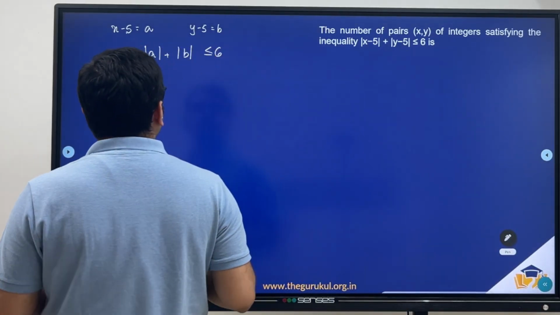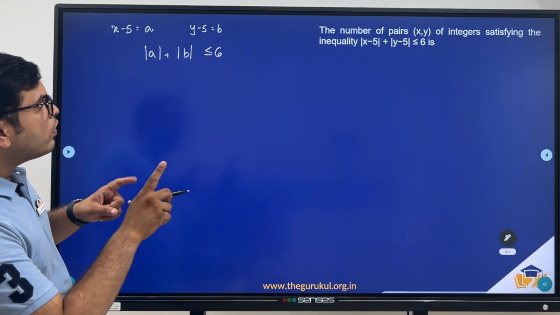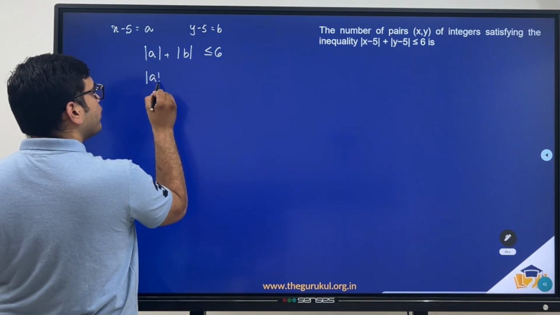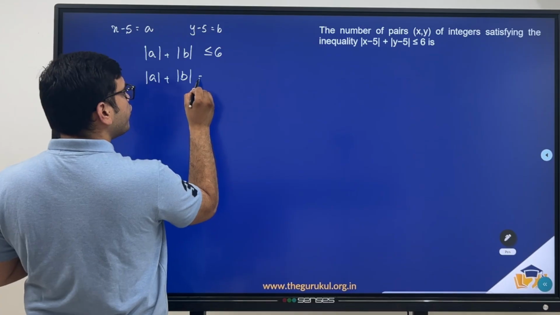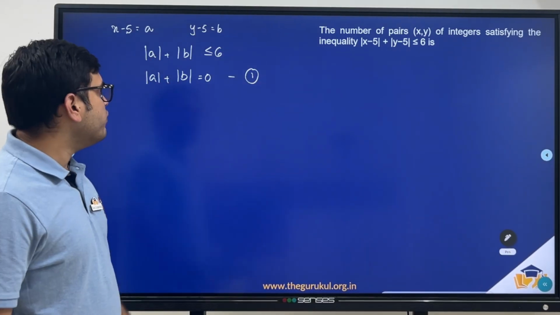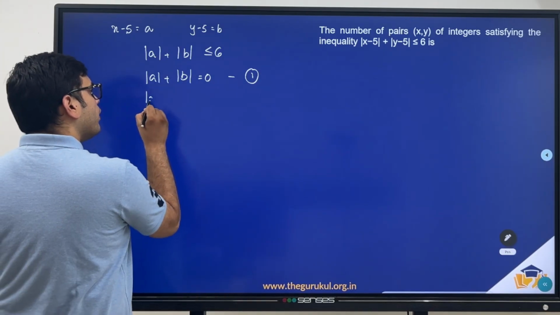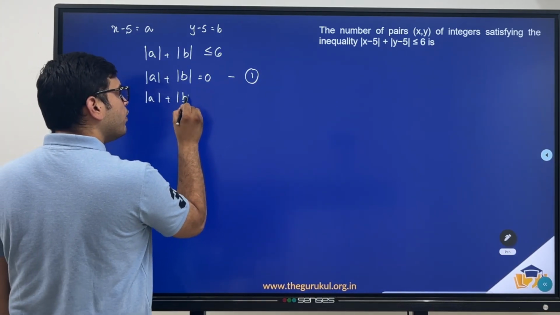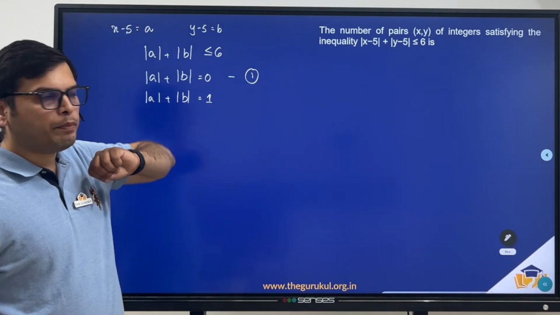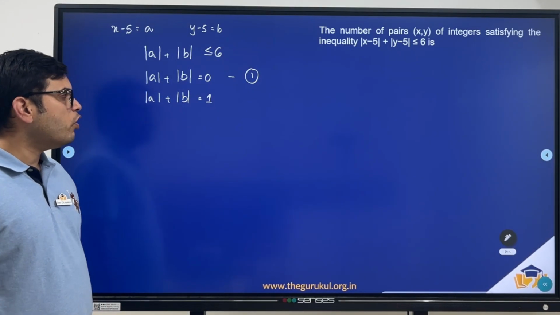Now if I consider this to be 0, right? So it is nowhere mentioned that it can't be 0, right? So mod a plus mod b is equal to 0. You have only one case where a is equal to 0 and b is equal to 0. Now mod a plus mod b is equal to 1, right? And we need the number of ordered pairs. Okay, so mod a plus mod b equal to 1.